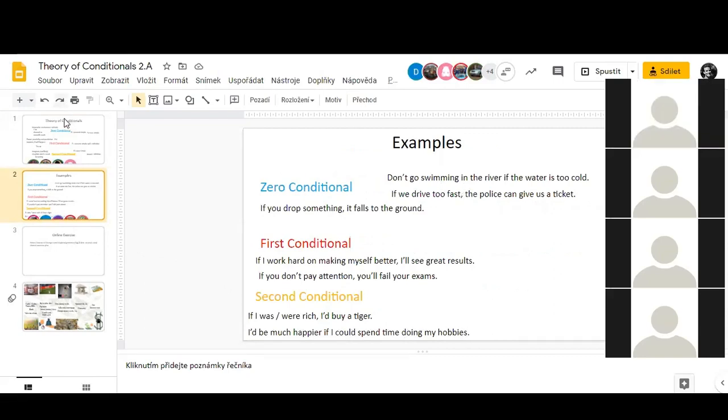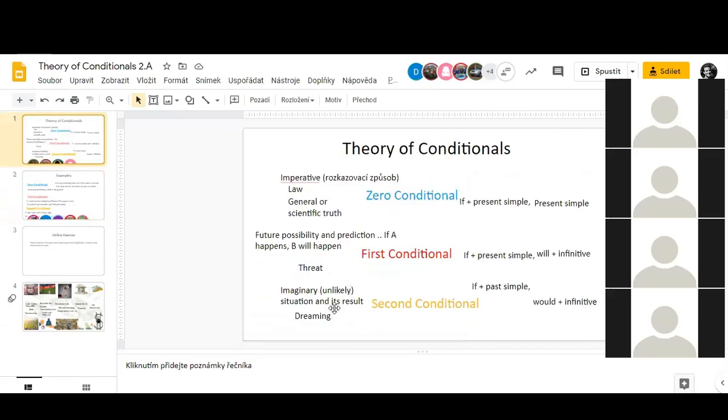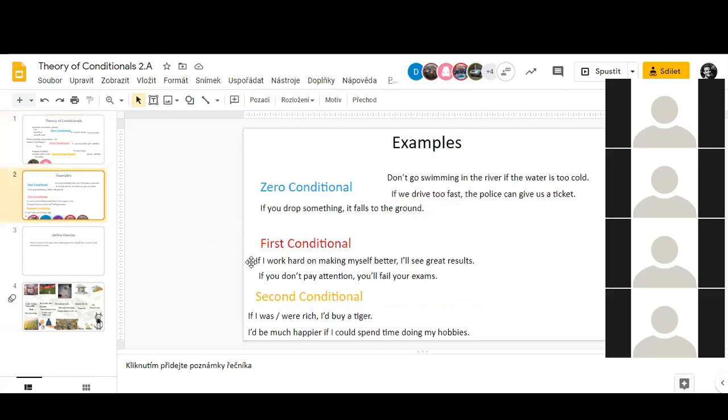Which situation? Let me help you here. Is it dreaming or is it unlikely? It's imaginary. Yeah, exactly, right? So I want to change my situation, but I can't. I want to, let's say, go to the gym, and I can't, because of the situation now. So that's the idea. Again, second conditional.